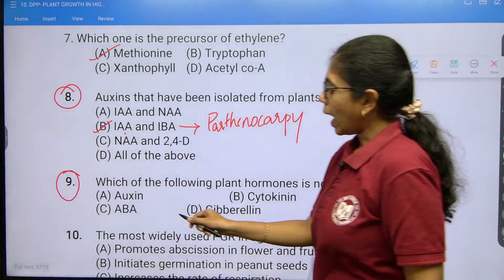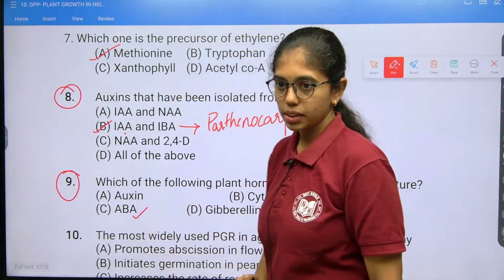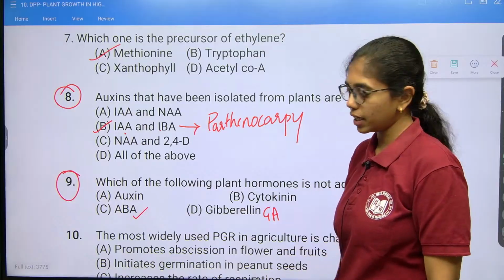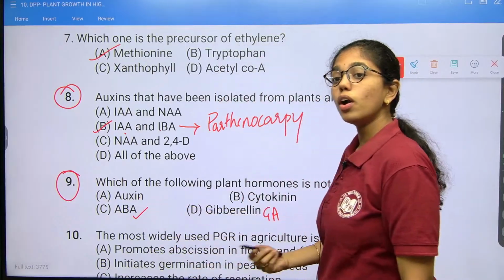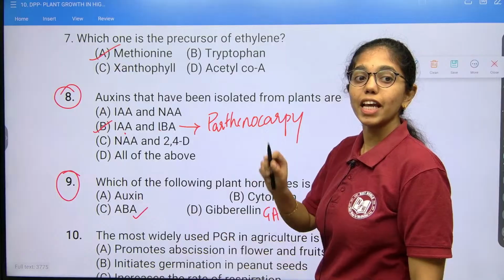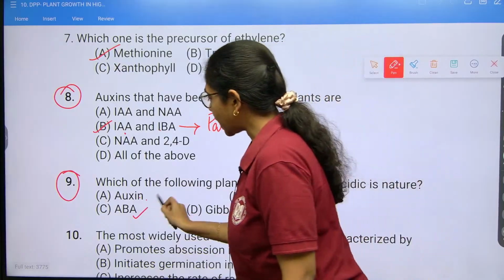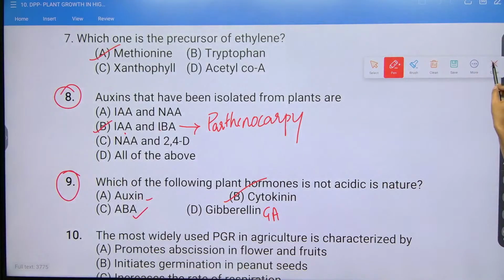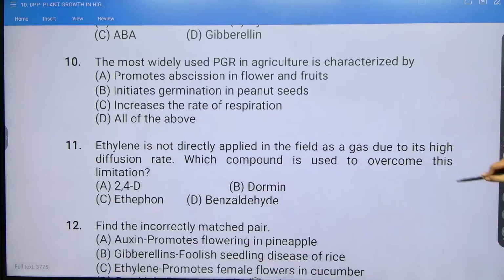Listen, abscisic acid is acidic in nature. Gibberellin is gibberellic acid, acidic in nature. Auxin, indole derivatives, natural form is indole acetic acid, acidic in nature. So, which is not acid? 10th question beta.